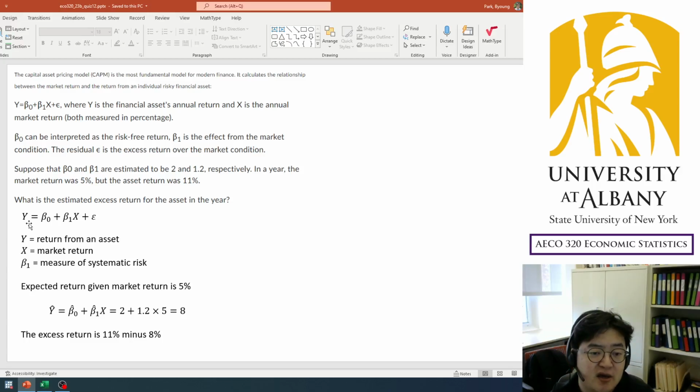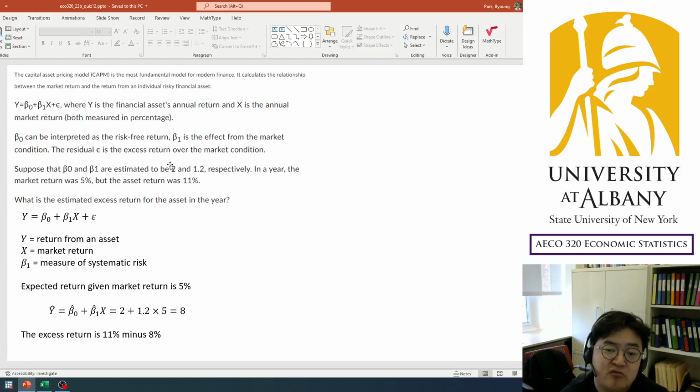And then first you have to calculate the expected return. So we know beta 0 is estimated to be 2, beta 1 is 1.2. And we assume in a year, we saw that the market return was 5%. So then you expect the asset to increase by 8% in that year. That is the systematic return following the market cycle.